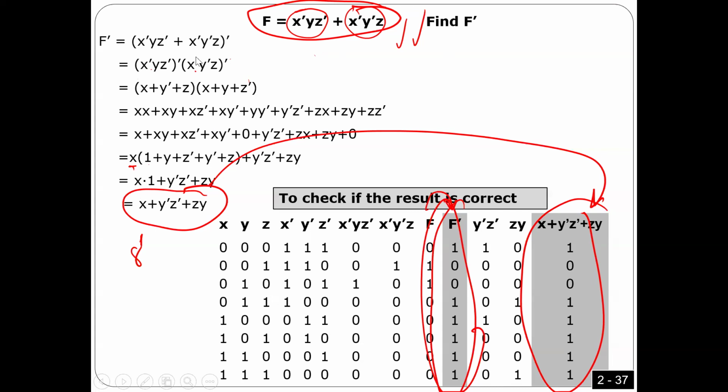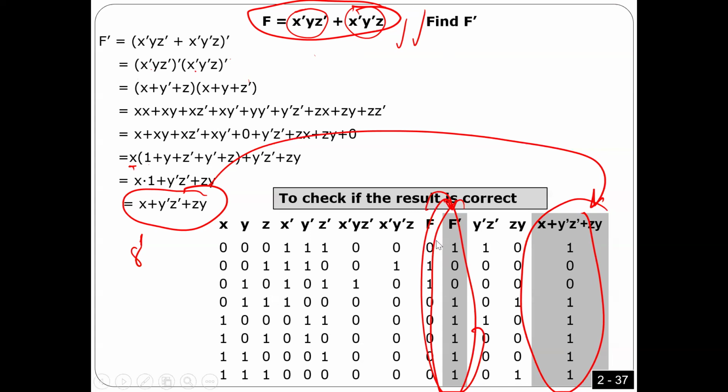Here, I have F. I did some operation, and then I got an expression here. I want to make sure this expression is the inversion of this expression. I want to make sure this is true. Okay? So very simple.